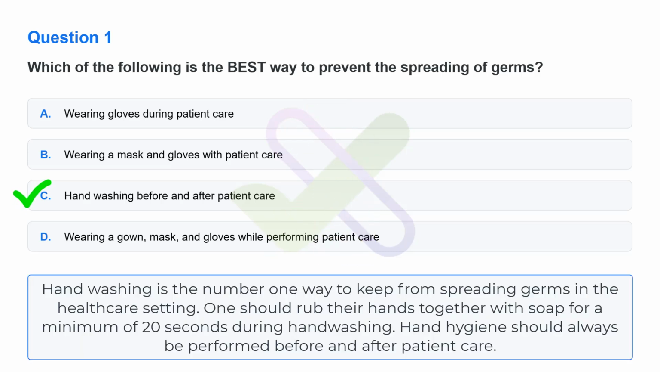Correct answer, C. Hand washing before and after patient care. Hand washing is the number one way to keep from spreading germs in the healthcare setting. One should rub their hands together with soap for a minimum of 20 seconds during hand washing. Hand hygiene should always be performed before and after patient care.